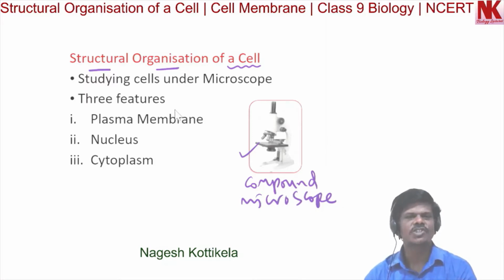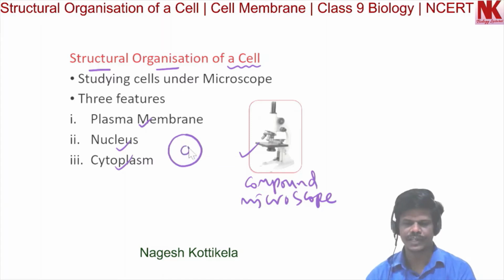When cells are studied under compound microscope, we find the three features: plasma membrane, nucleus and cytoplasm in almost every cell. And if we show these three in a rough diagram, it will be like this. This is the plasma membrane, this one is the nucleus, and this one is the cytoplasm. So the three components are found in a typical cell when we observe it under compound microscope.